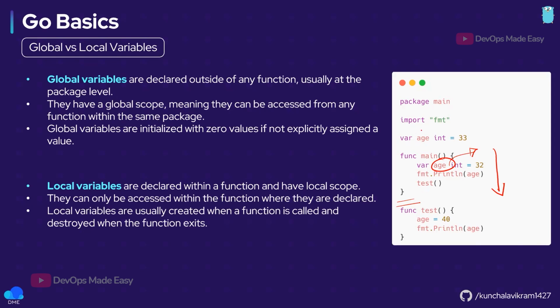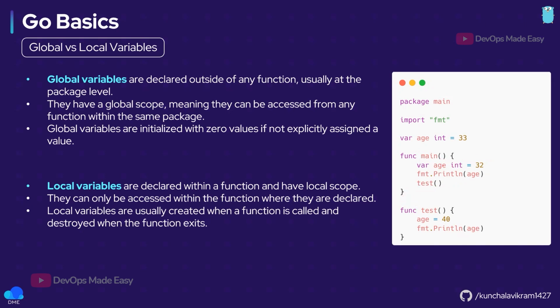Outside this function, if I try to read the age variable, let's say I have a print function somewhere that will print the age. This print statement will access the global age variable, not this one, because this age variable's scope is lost as soon as the control comes out from this last line. That's why this is a local variable.